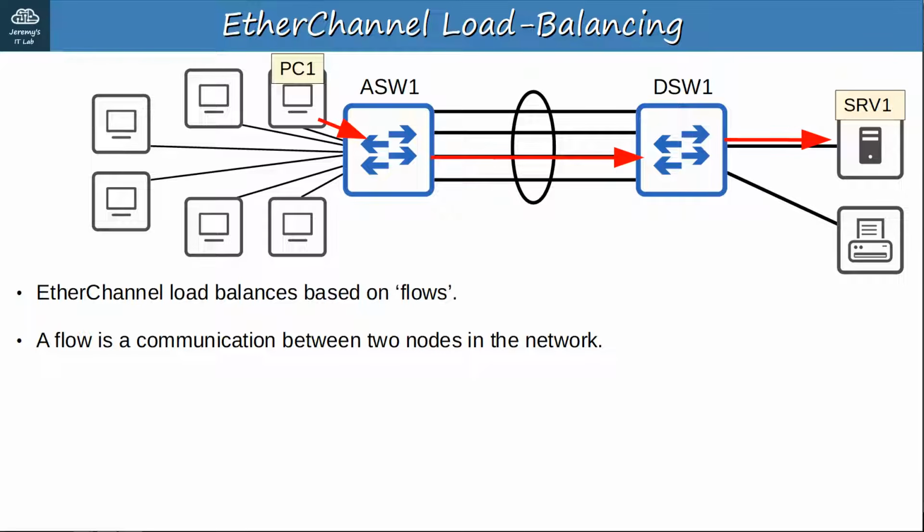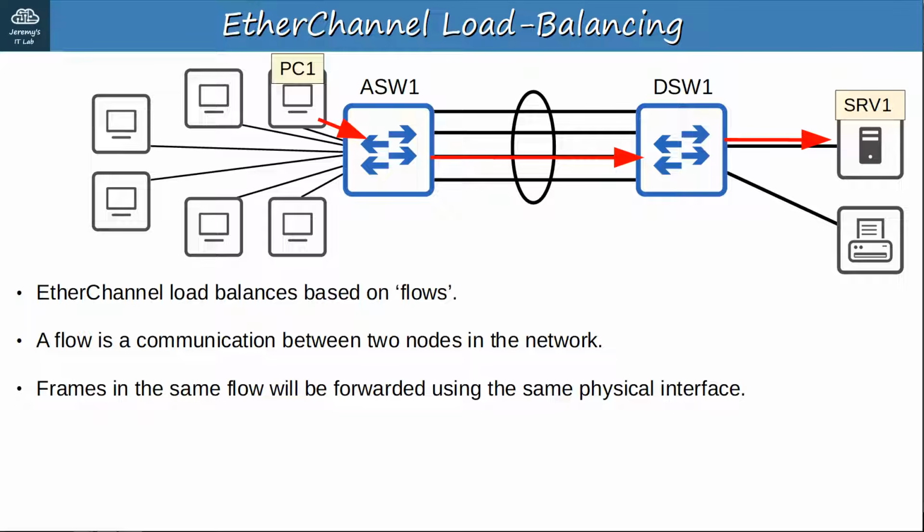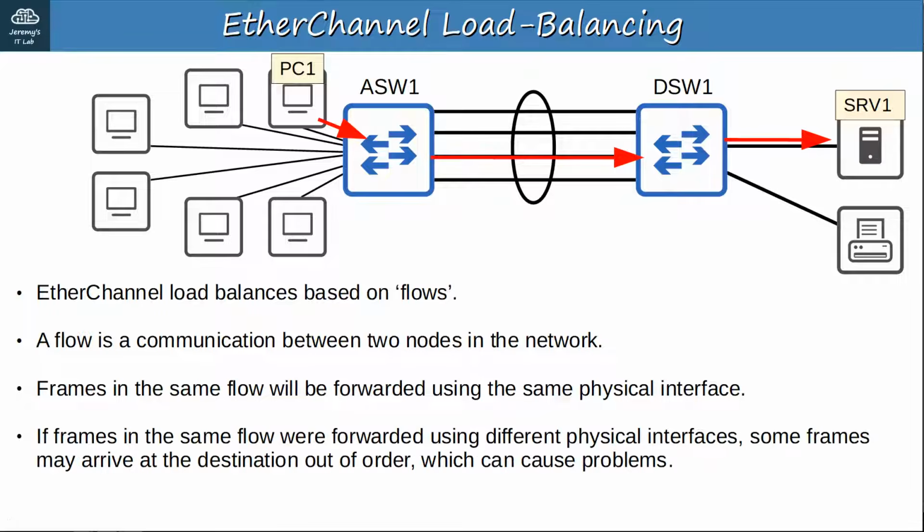Let's say it determines that this interface should be used. Now, when PC1 sends the next frame in the flow, in the communication between PC1 and server 1, the same interface will be used to forward the traffic to server 1. So the point is that frames in the same flow will be forwarded using the same physical interface. If frames in the same flow were forwarded using different physical interfaces, some frames may arrive at the destination out of order, which can cause problems.